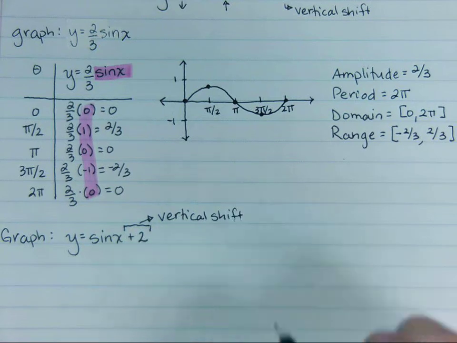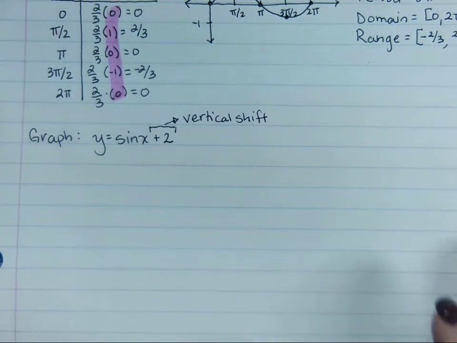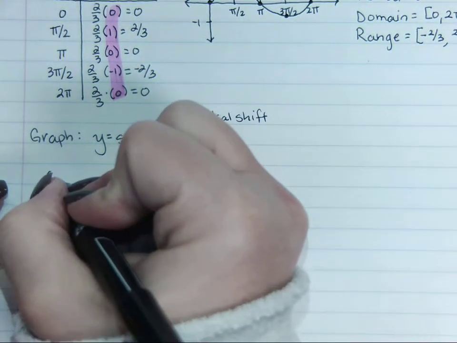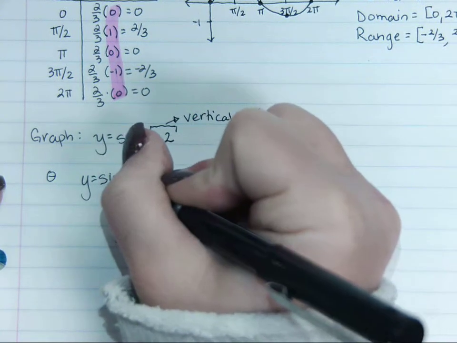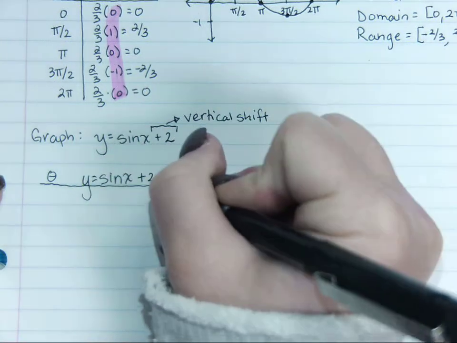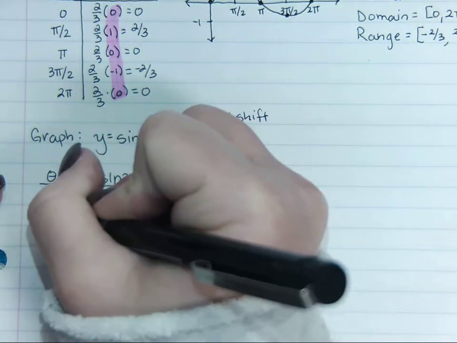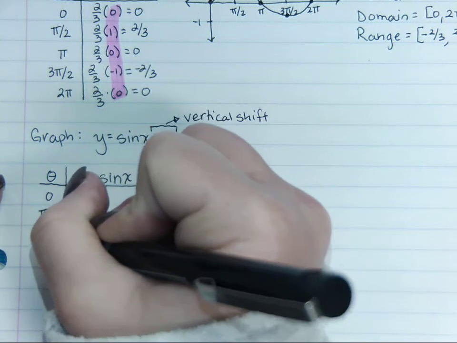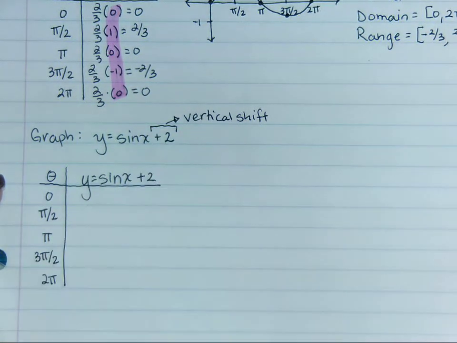Okay. And so let's look at what our input-output table is going to look like when we do that. Again, we're taking all of our thetas, but now my output values are going to be the sine of x plus 2. You're going to get really good at using your input values as those same 5 over and over and over again.